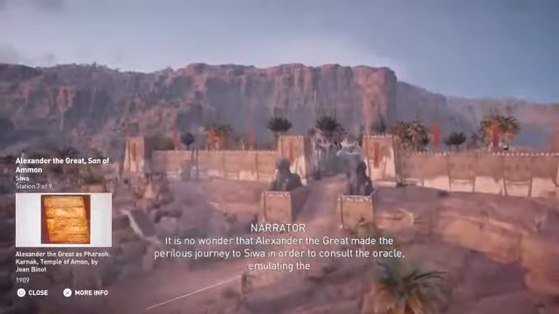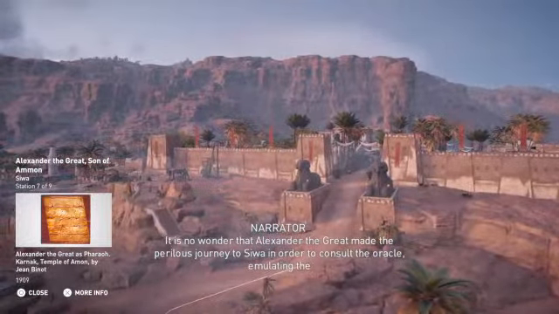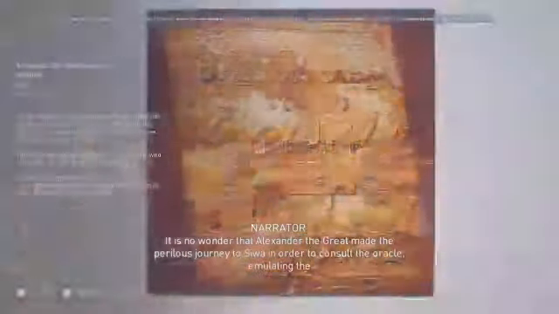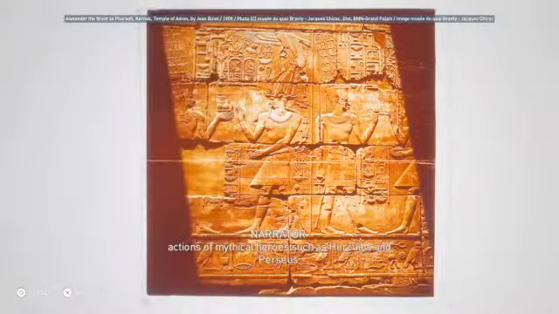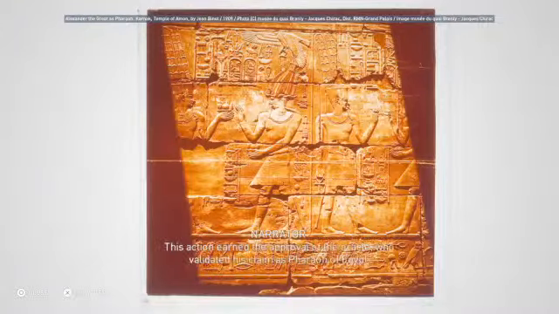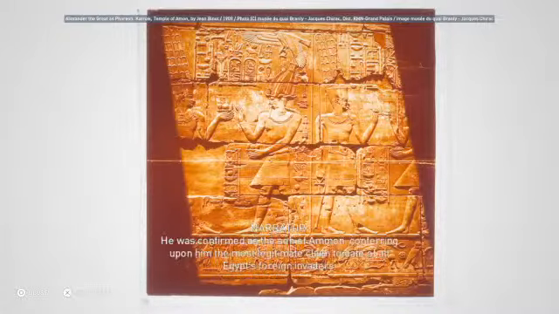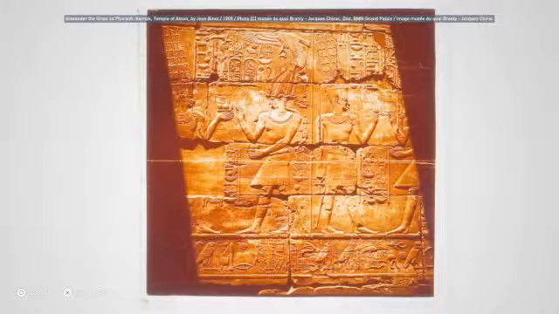It is no wonder that Alexander the Great made the perilous journey to Siwa in order to consult the oracle, emulating the actions of mythical heroes such as Hercules and Perseus. This action earned the approval of the oracle, who validated his claim as Pharaoh of Egypt. He was confirmed as the son of Ammon, conferring upon him the most legitimate claim to date of all Egypt's foreign invaders. And there it is, credit 1909 to the photo of Musée du Quai Branly.